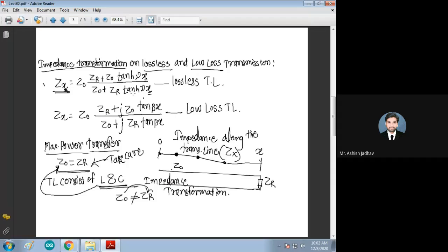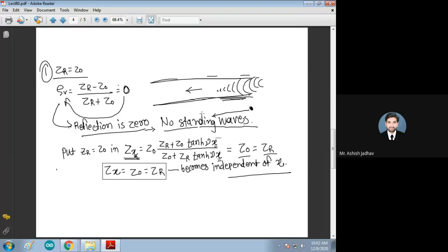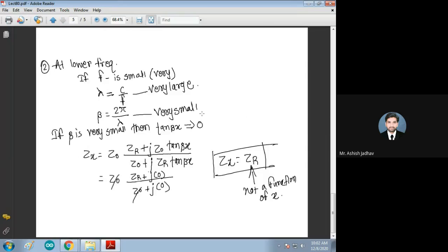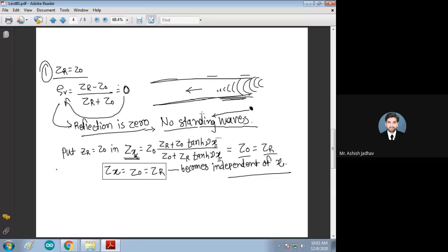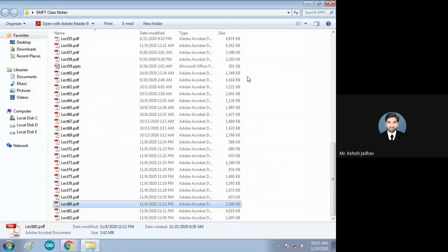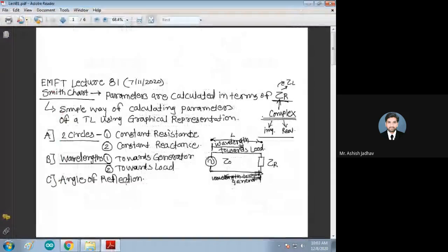Then we have seen some of the impedance transformations. Okay, that's fine. We will have a look at it with the Smith chart.